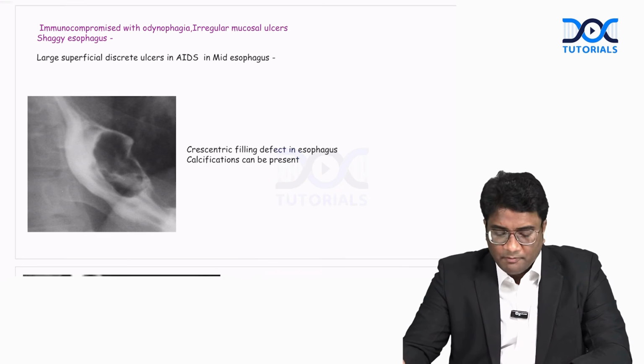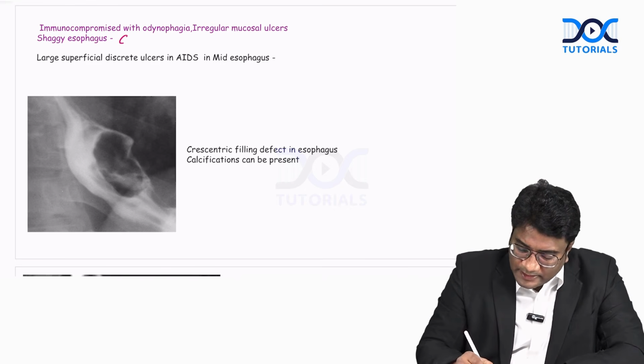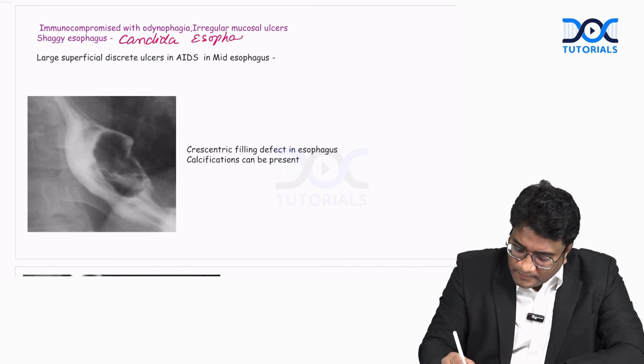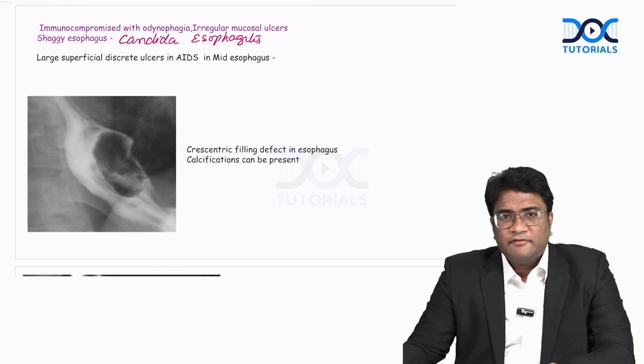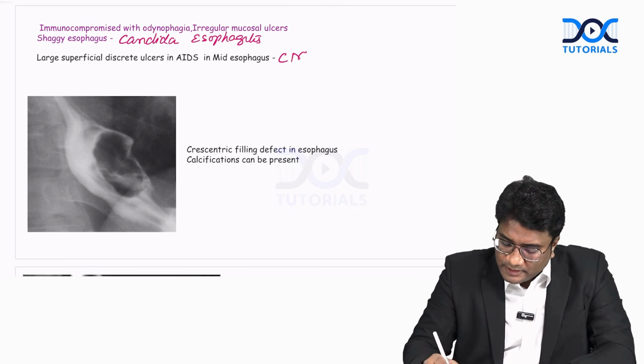If you have an immunocompromised individual with odynophagia and irregular mucosal ulcers giving a shaggy esophagus, this is suggestive of candida esophagitis. And if you see large discrete ulcers in AIDS patients, this is CMV esophagitis.